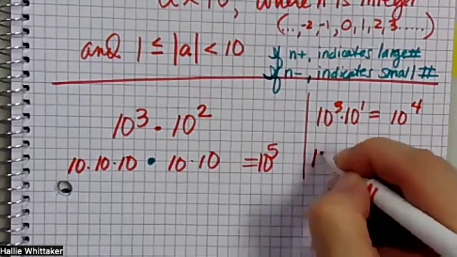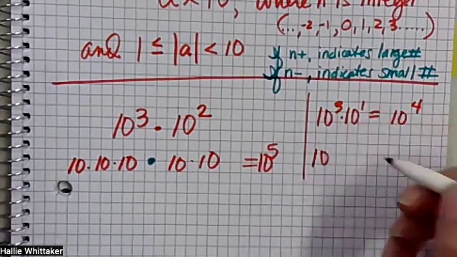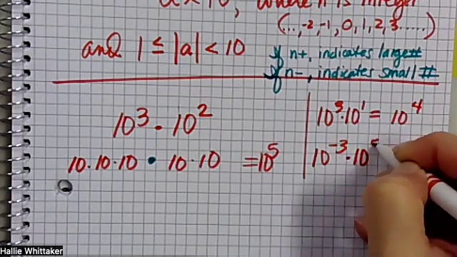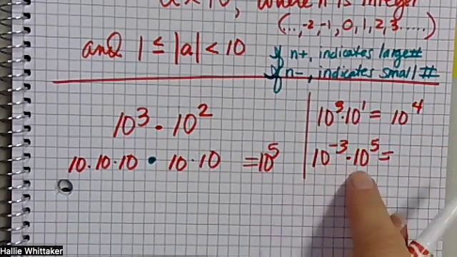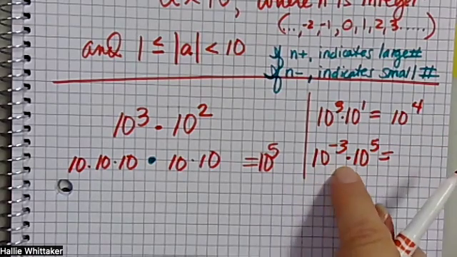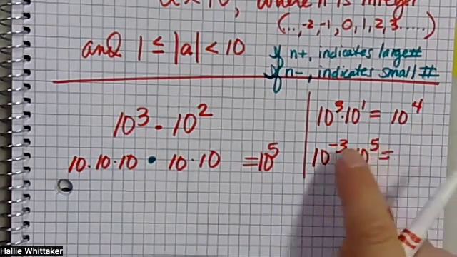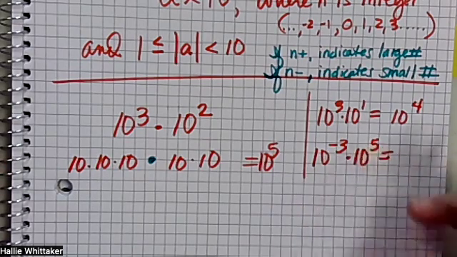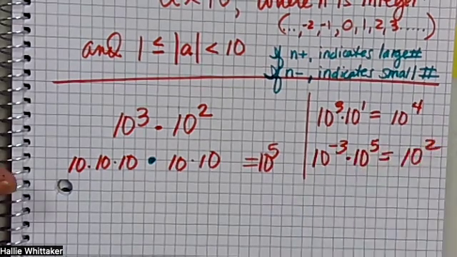Okay, now they're not all going to be that easy when we hit them. I don't know why I'm hooked on threes today. 10 to the -3 times 10 to the fifth. Again, same base, they're being multiplied. What do we do with the exponents? Add them. So what's -3 plus 5? 2. Yeah, so that would be 10 squared.